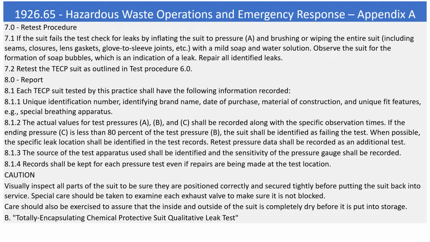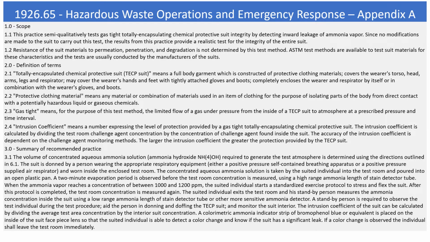B. Totally encapsulating chemical protective suit qualitative leak test. 1.0. Scope. 1.1. This practice semi-qualitatively tests gas-tight totally encapsulating chemical protective suit integrity by detecting inward leakage of ammonia vapor. Since no modifications are made to the suit to carry out this test, the results from this practice provide a realistic test for the integrity of the entire suit.